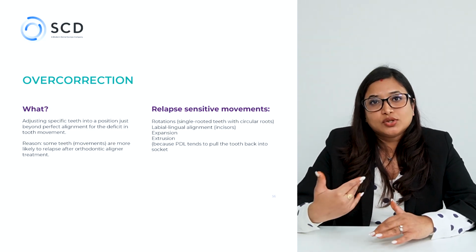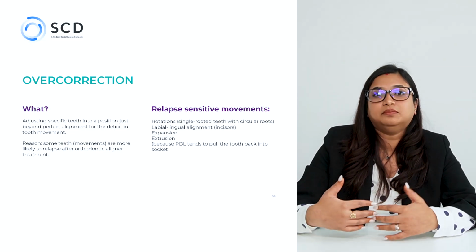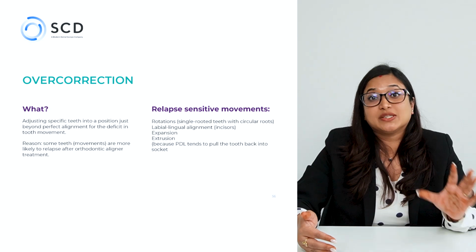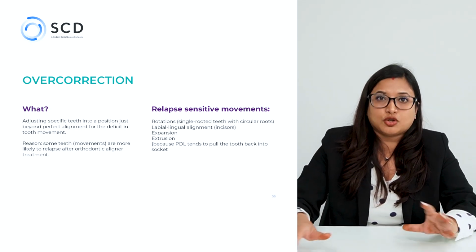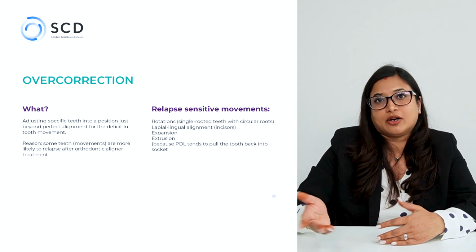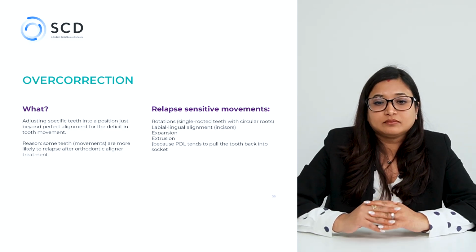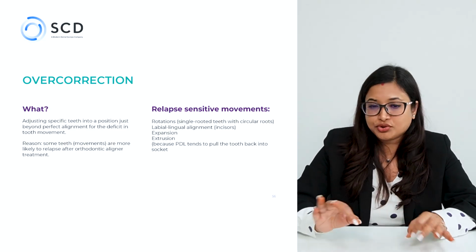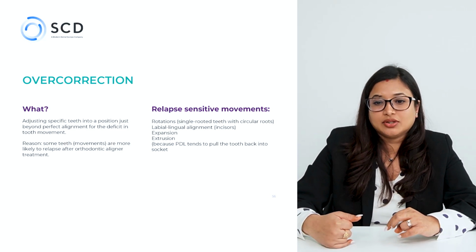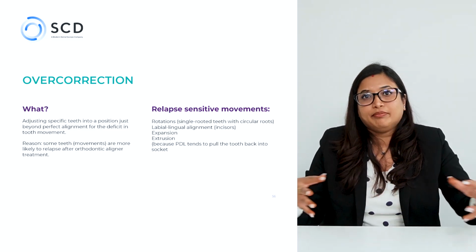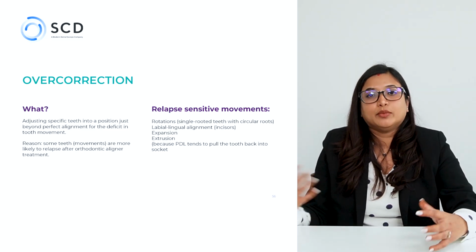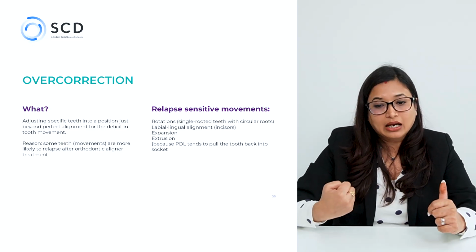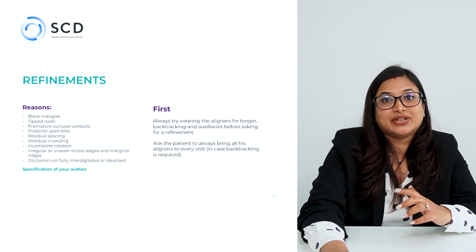So it is not always the designing team who are providing this. Sometimes the dentist asks, I want a little bit of overcorrection for this particular element, or for this particular arch, or for this particular quadrant. And then we bring about the movement accordingly. Relapse-sensitive movements are rotations, which are very prone to relapse, expansion, and extrusion. Extrusion, because you have stretched the PDL ligament, and if the bone has not formed during that period of time, the PDL ligament has a tendency to pull the tooth back, and that could cause relapse.